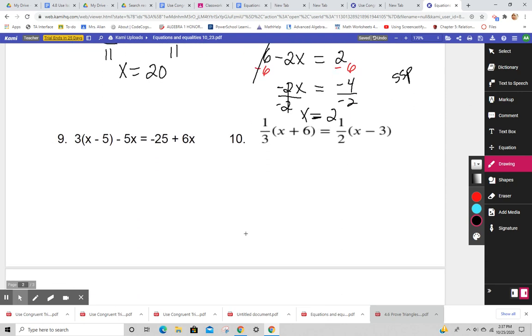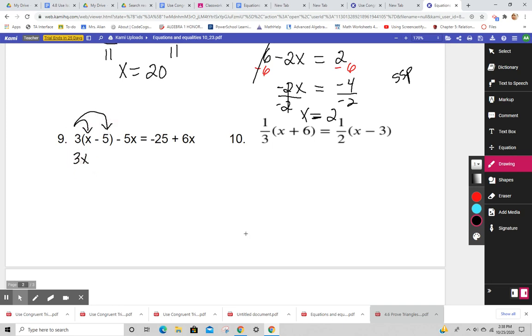Okay, let's go to number 9. So we've got a lot to do here. We're going to distribute, combine like terms, and get all the x's on the same side to solve for x. So we have a lot of steps here. And fortunately or unfortunately, as we continue to work with equations and inequality, they will continue to get bigger and more complex.